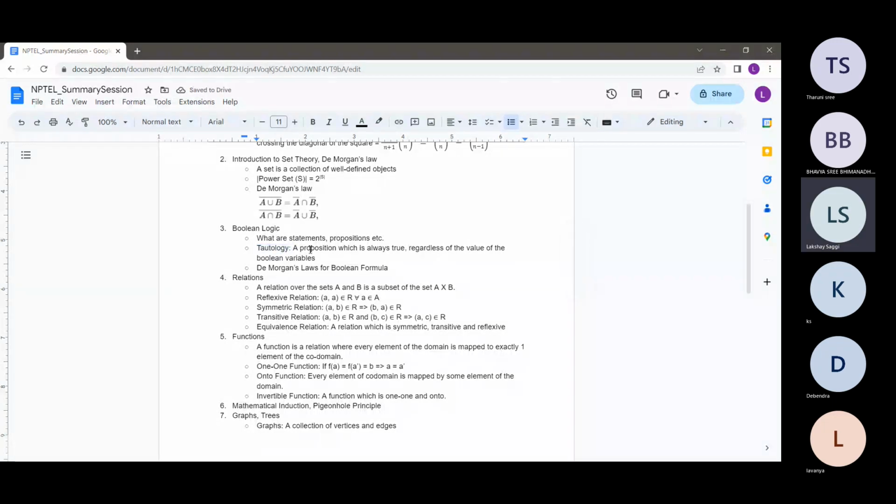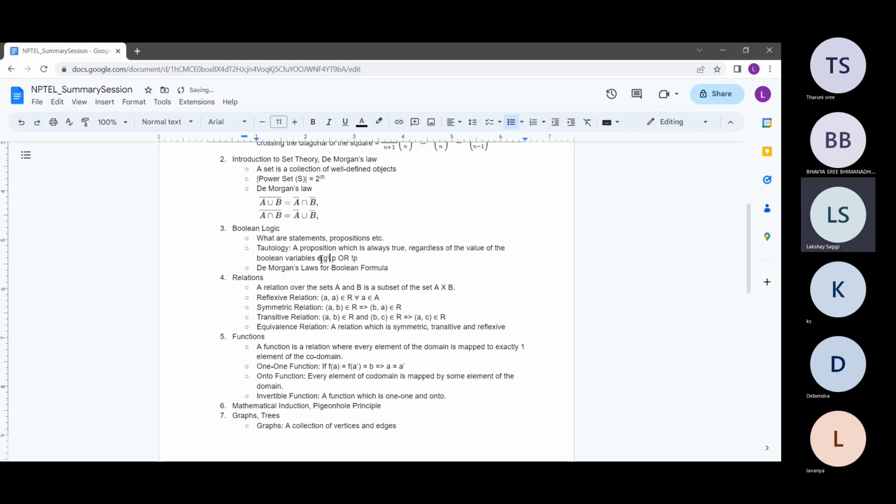So a tautology is a proposition. Note that a proposition was something which is either true or false at a time. As defined in the lectures, a proposition is something which is either true or false. It can't be both at the same time. So a tautology is a proposition which is always true, regardless of the value of the Boolean variables. An example for this would be P or P bar. P bar I'll denote as not P, this is also a notation for complement.